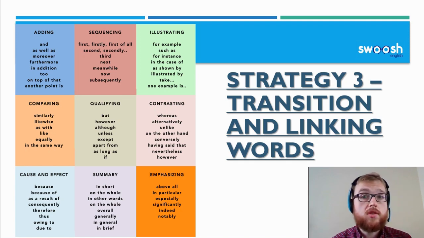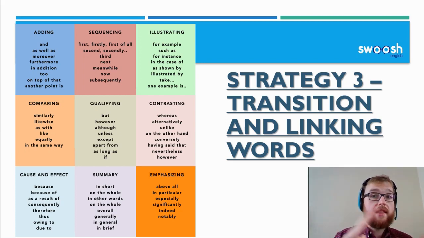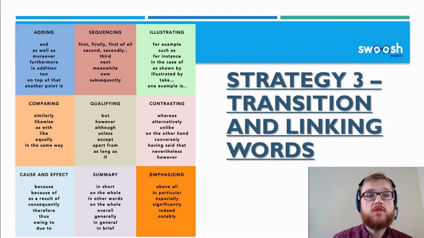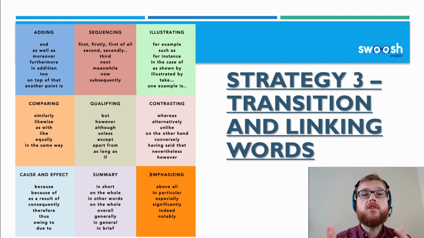But in case you're asked to do an essay in which you have to argue both viewpoints, the for and the against, the plus and the minus, you will need to use some of your contrasting words. Cause and effect, we have because of, as a result of, consequently, therefore, thus, owing to, and due to.